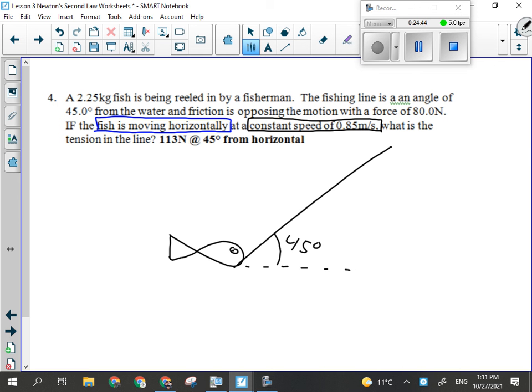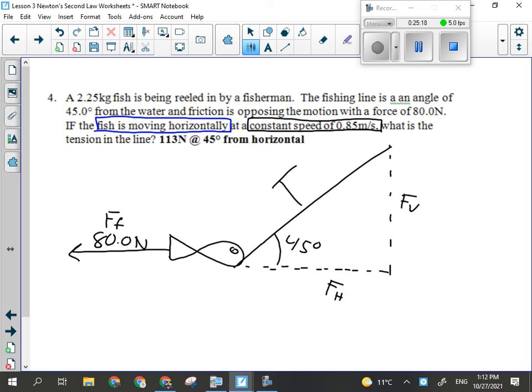So the fish is going this way. Friction is acting left. Okay, so my force of friction is 80.0 newtons. Alright, and I'm trying to find the tension in the line. Okay, so remember, this force has a horizontal and a vertical component, only one of which is important for solving this question, even though they're equal because it's 45 degrees.